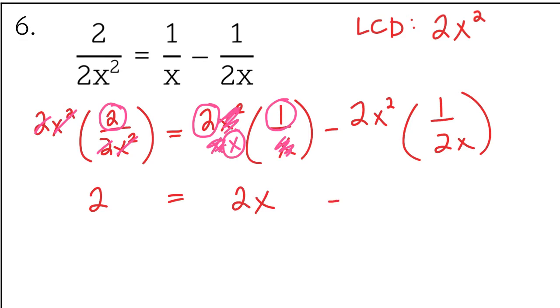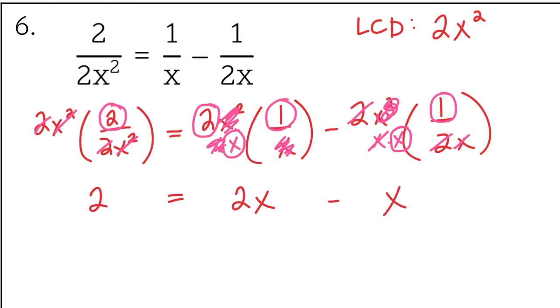Then I'm going to bring down this minus sign. And then for that last one, same thing. X squared is the same thing as x times x. So when I'm canceling, I can cancel out the 2, and I can cancel out one of those x's. So all I'm left with is x times 1, which just gives me x.